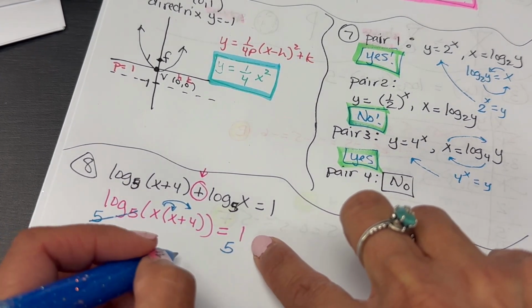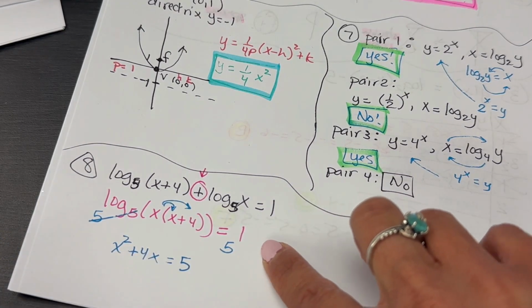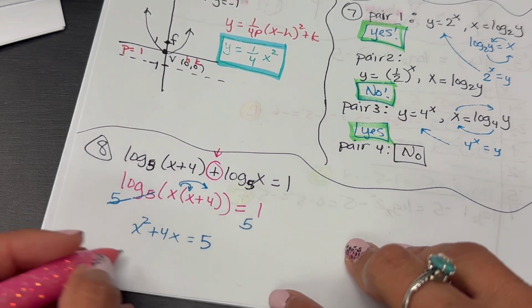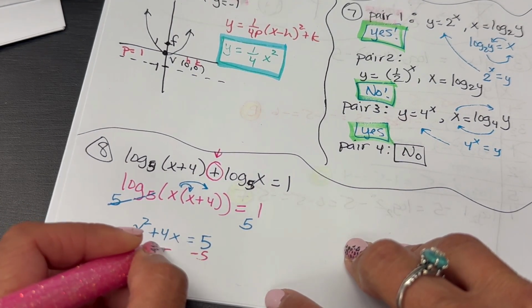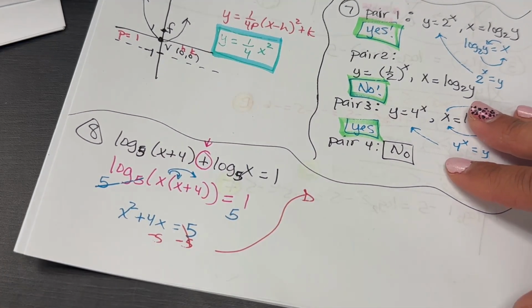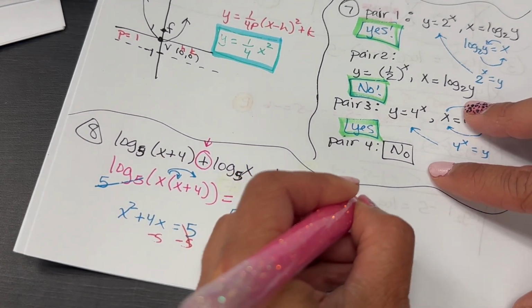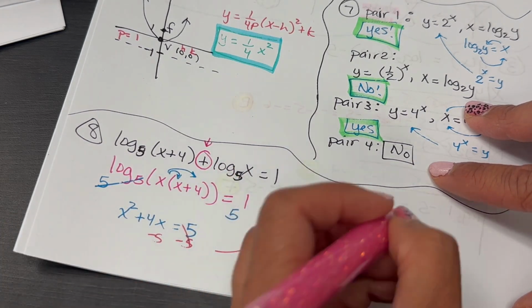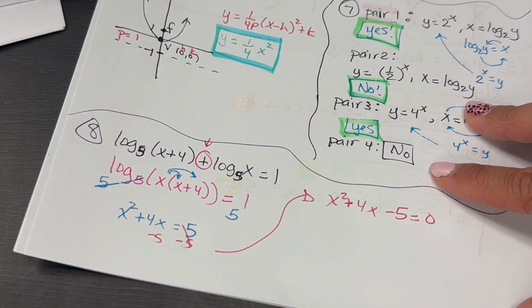On the other side, 5 to the first power is just 5. Now, anytime you get a quadratic, you need to get equal 0 on one side and everything else on the other. So I'm going to subtract 5 from both sides, and I'll come up here because I'm running out of room, and I'll get x squared plus 4x minus 5 equals 0.